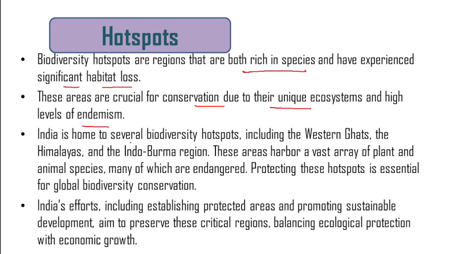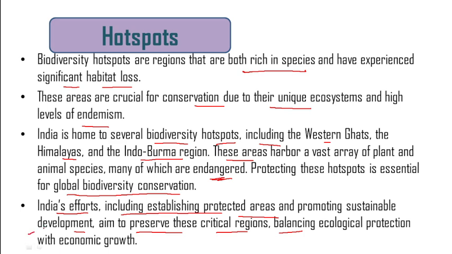India is home to several biodiversity hotspots, including the Western Ghats, Himalayas, and Indo-Burma region. These areas harbor a vast array of plant and animal species, many of which are endangered. Protecting these hotspots is essential for global biodiversity conservation. India's efforts, including establishing protected areas and promoting sustainable development, aim to preserve these critical regions, balancing ecological protection with economic growth.